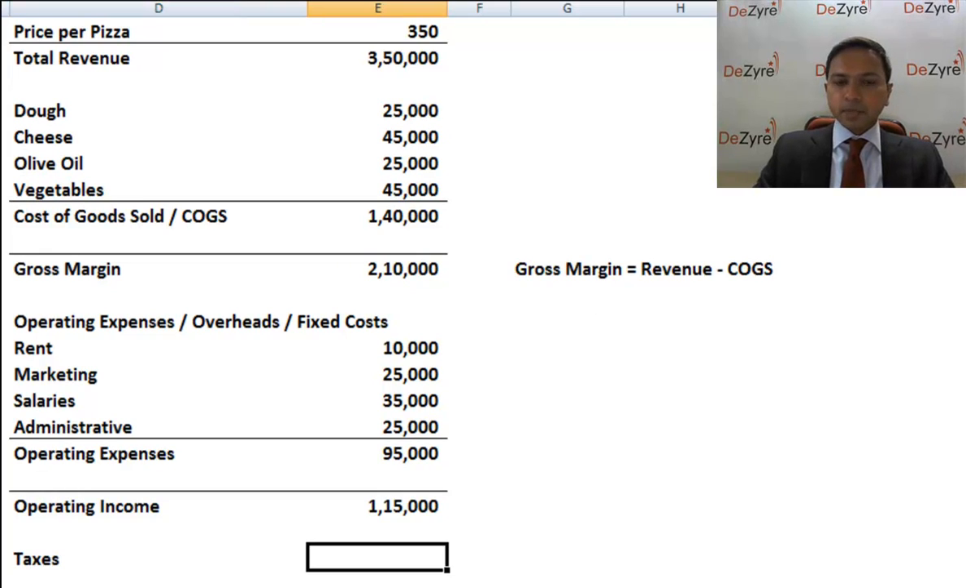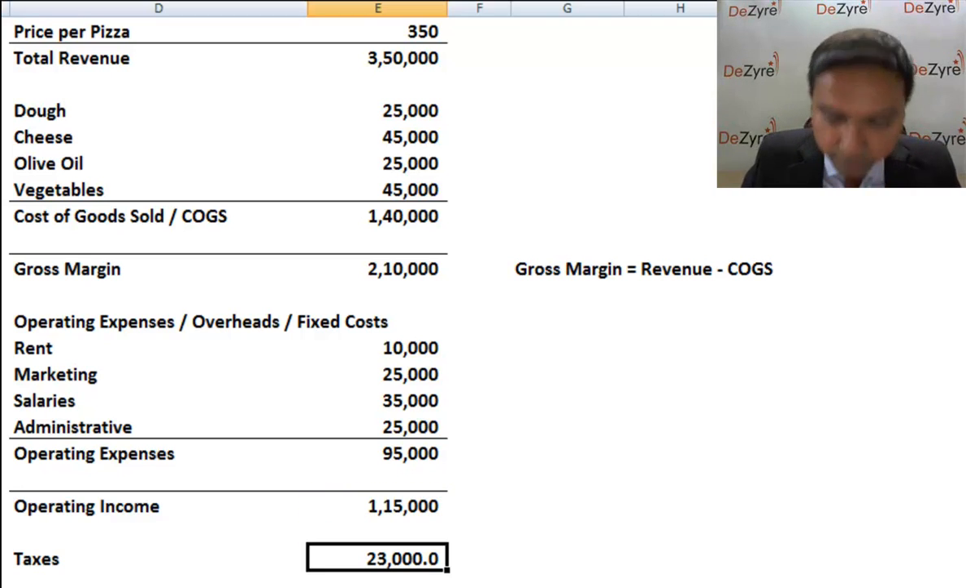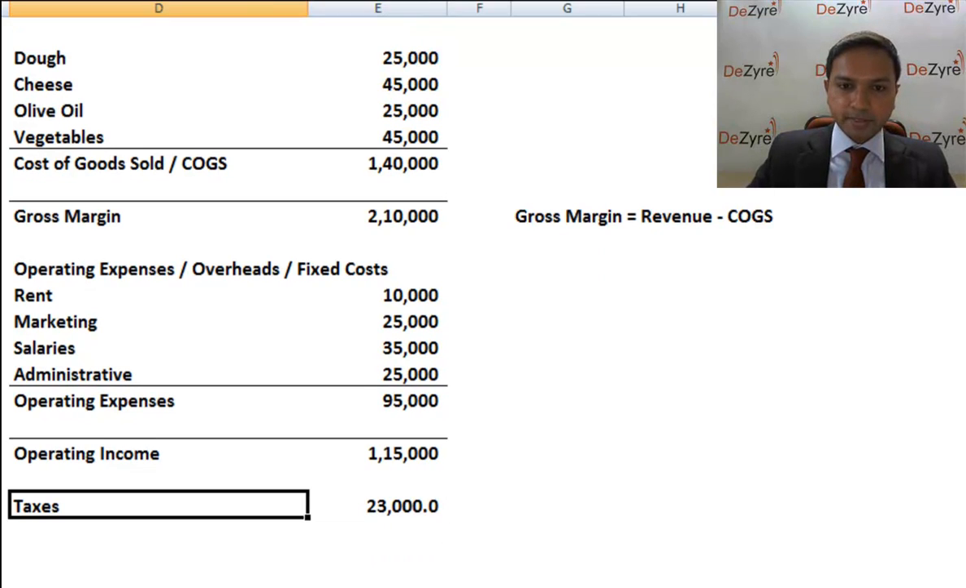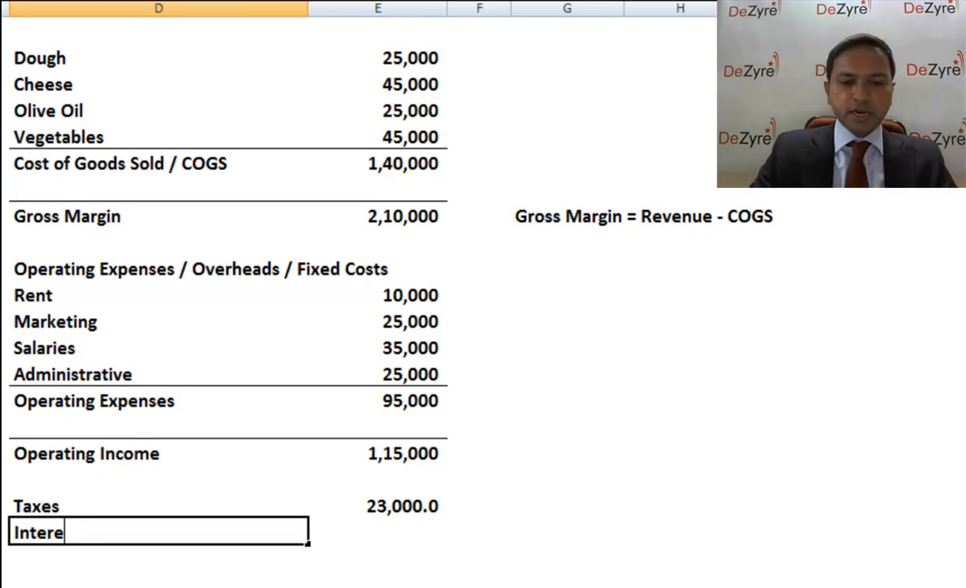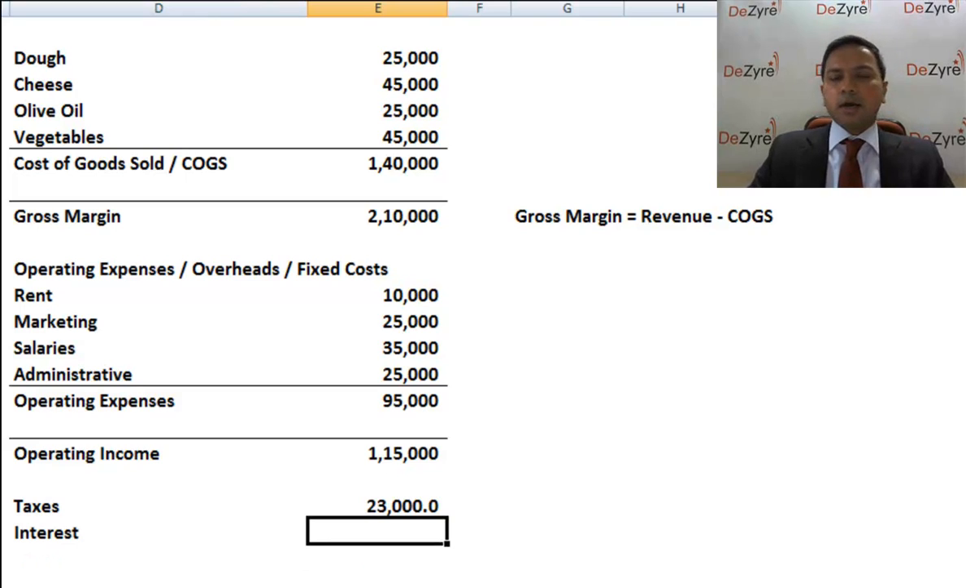taxes. We have an entire session later in this program on taxes. So right now we're going to just treat it peripherally. We're going to say you're going to pay 20% of your profits in taxes. So that is about 23,000 rupees in taxes you're going to pay right there. And then interest. Let's say you borrowed 5 lakhs to set up this pizza store. You're paying 10% interest, and roughly that's about 5,000 rupees a month. So 5,000 rupees is your interest.